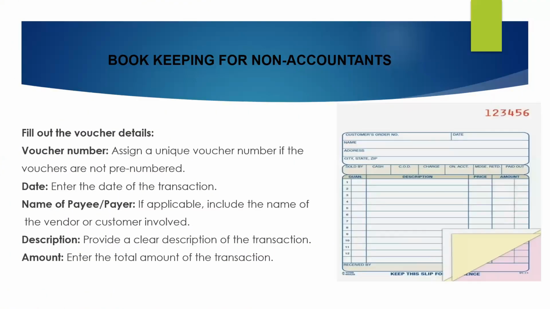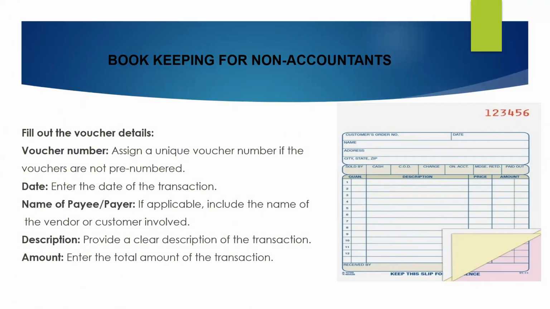Next, we're going to fill out the voucher details. So we're going to fill out the voucher number. Assign a unique voucher number if the vouchers are not pre-numbered. We're going to fill out the date. Enter the date of the transaction. Next, we're going to fill out the name of payee or payer. If applicable, include the name of the vendor or customer involved.